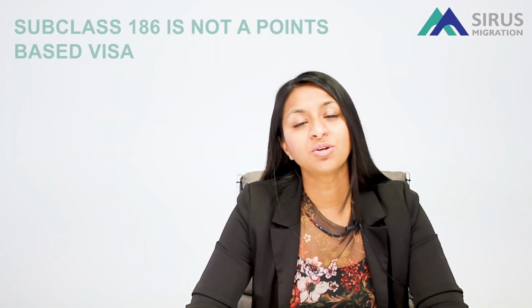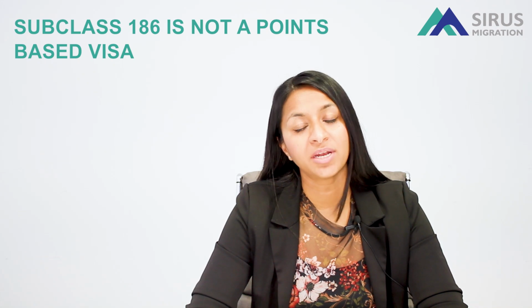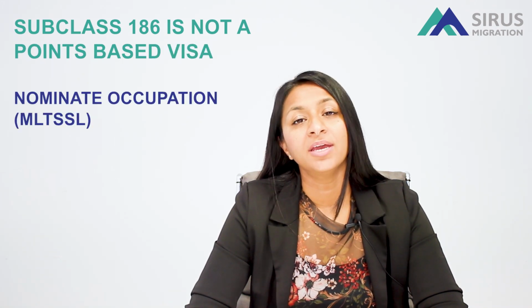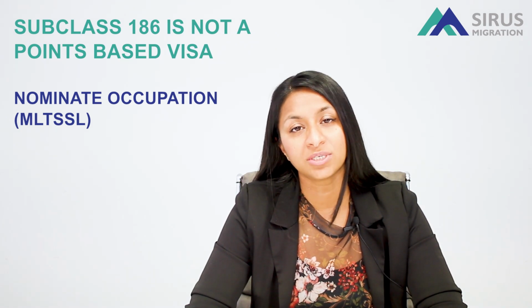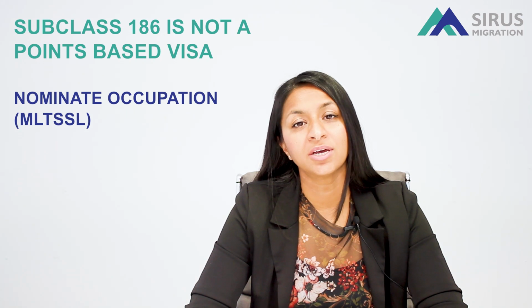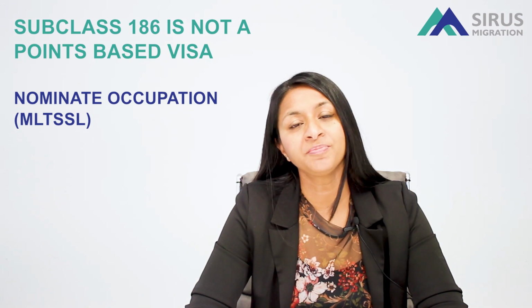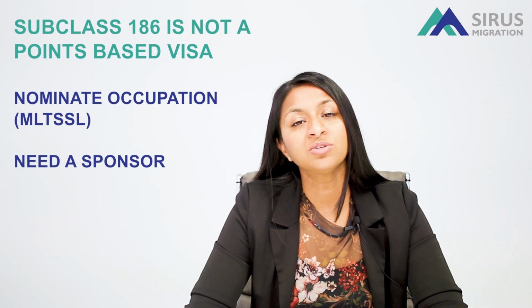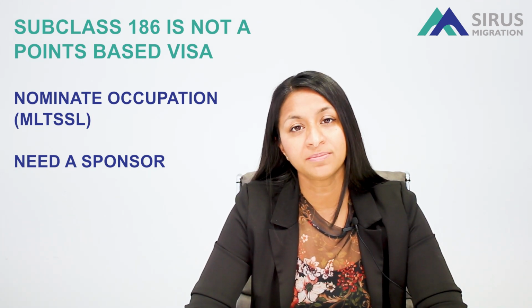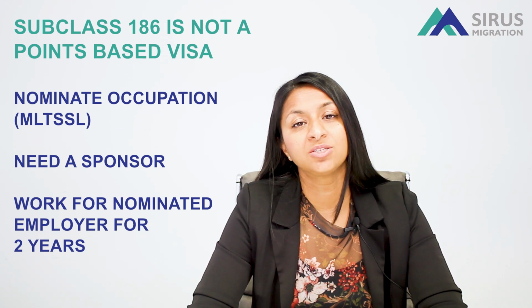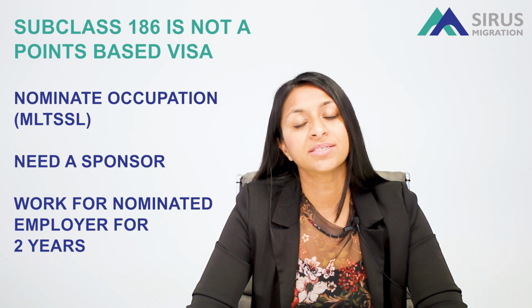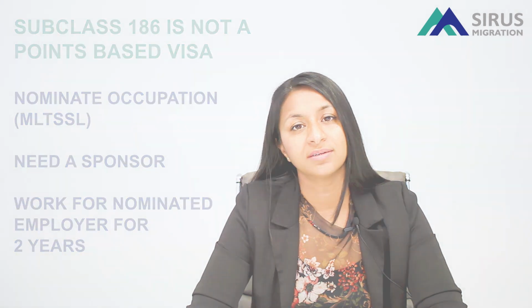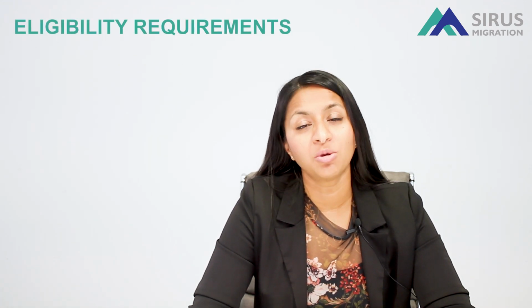Subclass 186 is not a point-based visa, such as subclass 190 or subclass 491. In order to apply for this visa, you need to nominate an occupation in the medium to long-term list. I will put a link to the occupation list in the description below. You need to have a sponsor who is willing to sponsor you for the nominated occupation. Applicant is expected to work for the same employer for 2 years in a normal scenario once the subclass 186 visa is granted. Now I will explain the eligibility requirements of the sponsor or the nominating business.